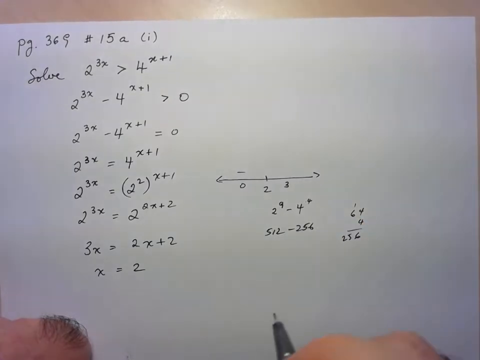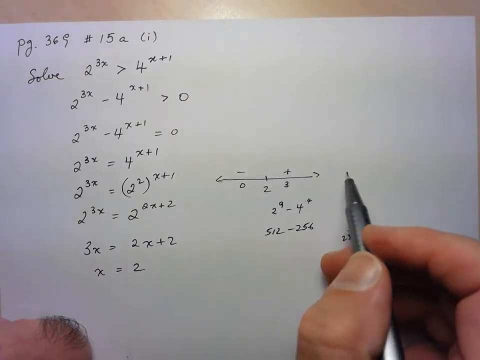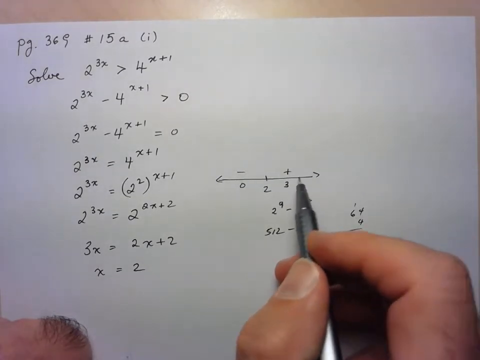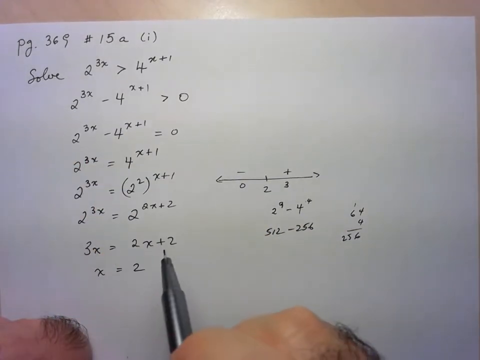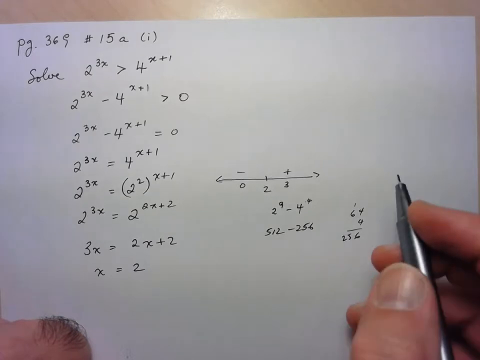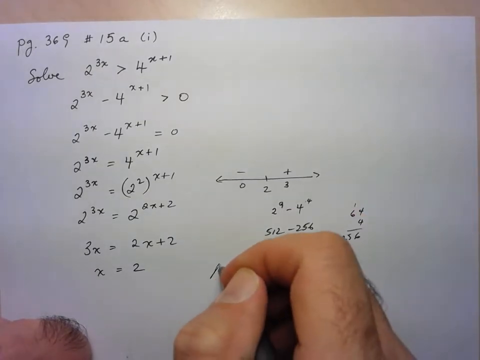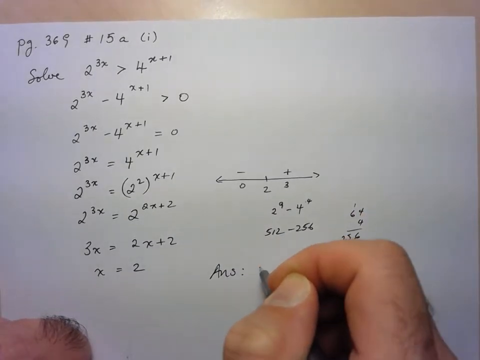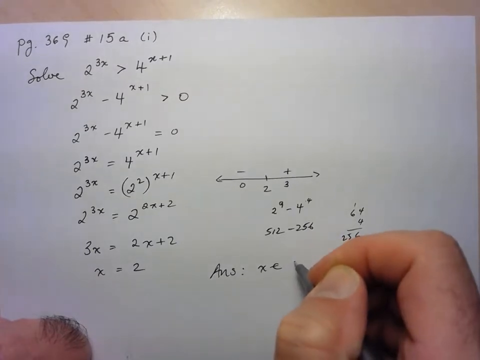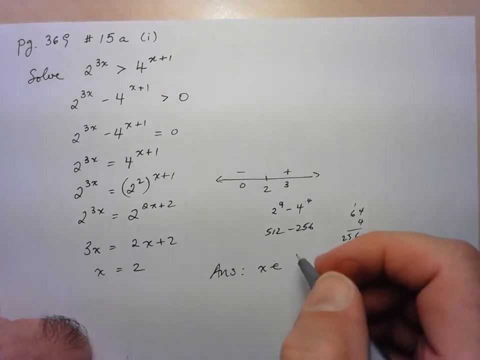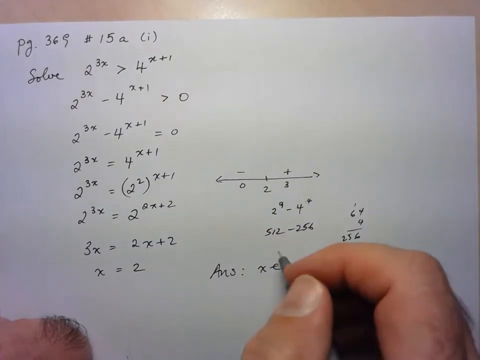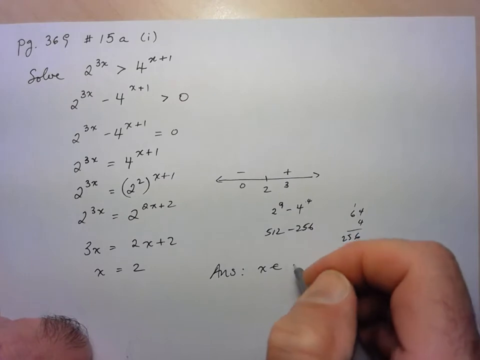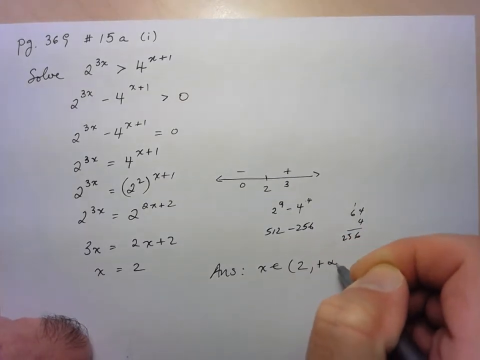And so what do we have? This is positive. So this means that in this whole interval from 2 to positive infinity, this expression has to be positive. Hence, the inequality is satisfied. So our answer here is x can be anything from 2, which we're not going to include because that's where it's equal to 0, since I'm looking for strictly greater than. So it's going to be from 2 to positive infinity.